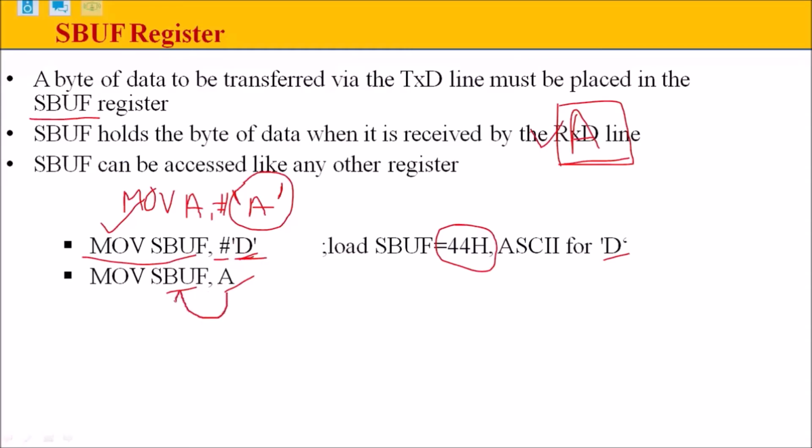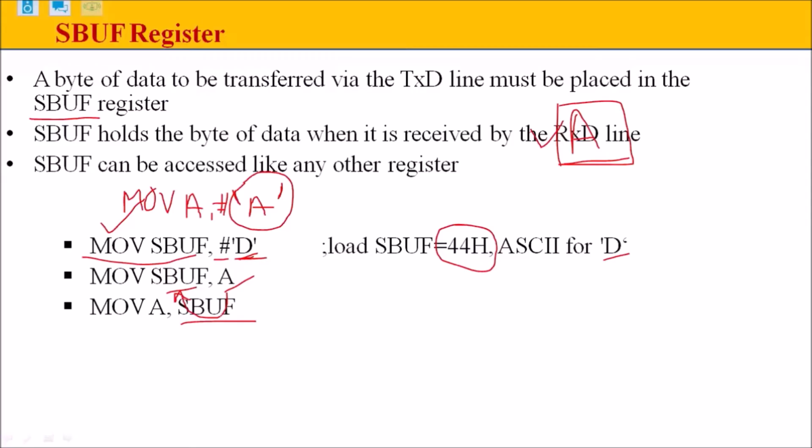This is how to store data in the serial buffer register. Automatically, the microcontroller will start transmitting, one bit at a time, the data in the SBUF register. This is at the transmitter side, where we store data in the SBUF register. At the receiver side, when the receiver receives any data, that will be stored in the SBUF register. At the receiver side, there is also an SBUF register.